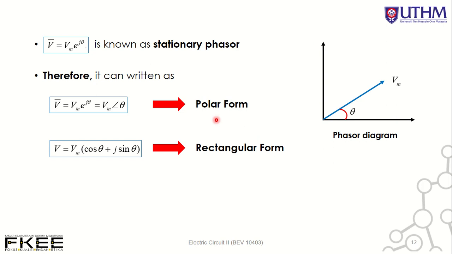Those of you who have tried the exercises in the complex number chapter will know this. So this polar form we can represent in rectangular form. In rectangular form, we have a real axis with a real number, and then an imaginary number. Real number equal to Vm cos theta, and imaginary number equal to Vm sin theta. This one we call rectangular form.